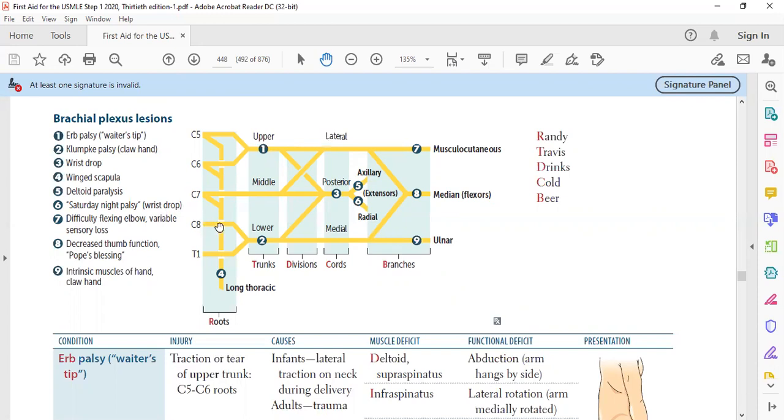Then C8 and T1 both combine to form the ulnar nerve. It's very simple. The ulnar is formed very simply by the combination of C8 to T1. The problem comes when we are discussing the axillary and radial nerves. The median nerve is formed by the medial root of the ulnar and the lateral root of the musculocutaneous, and then it forms the median nerve. The axillary and radial come from the posterior cord, and we also have the long thoracic nerve.